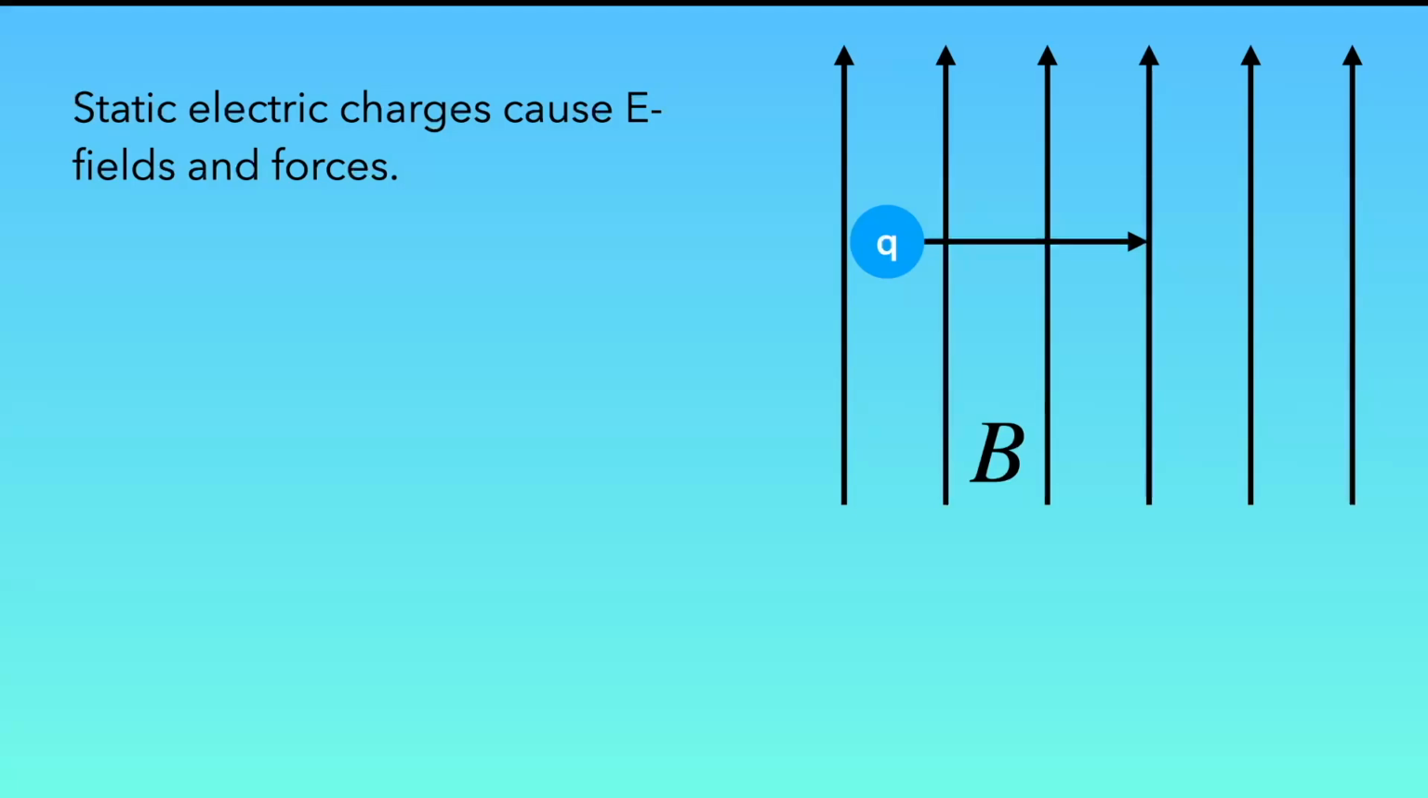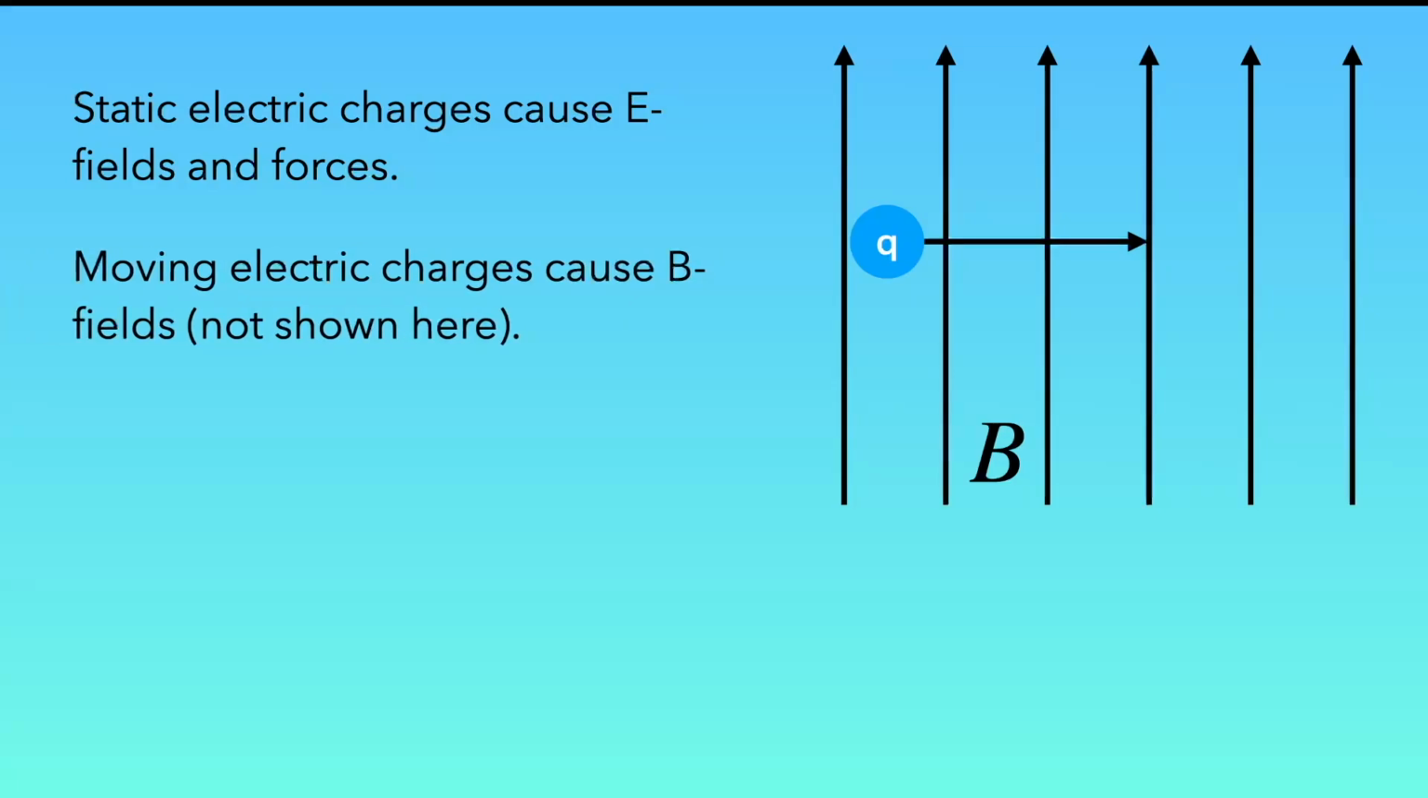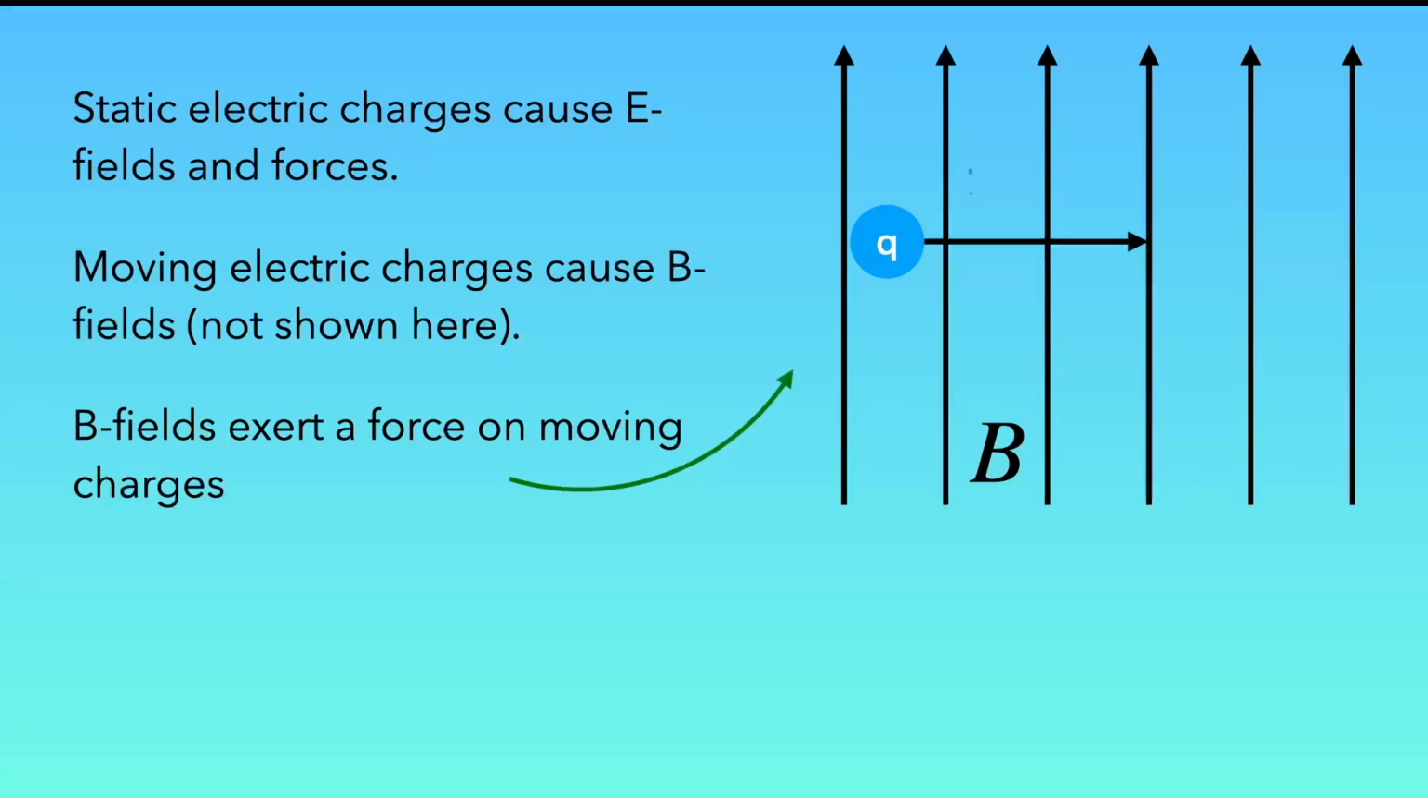So static electric charges cause E fields and forces. We're not really talking about this here, but moving electric charges cause B fields. I'm not going to illustrate that. But very importantly, B fields exert a force only on moving charges. Okay, so in this case, this Q is moving along. We assume it's a positive charge, moving with a velocity v.